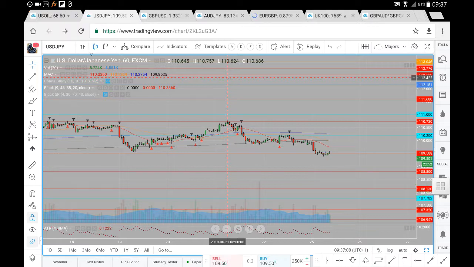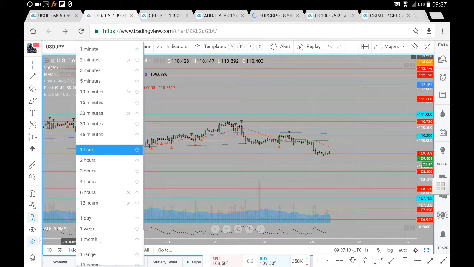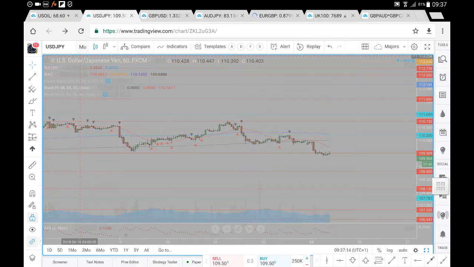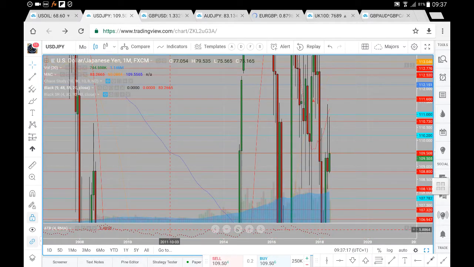What we'll do now is have a brief look here at the higher time frames. So we'll just have a look at the higher time frame. First we'll start with the monthly. Get scaling here correct.